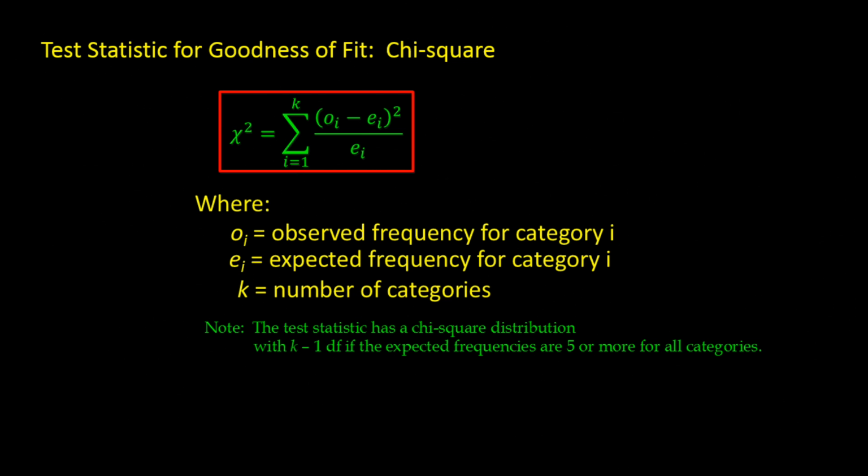What we are summing is the following. Look at the numerator. We see O subscript i minus E subscript i, and then squared. So we are summing the squared differences of observed frequencies from expected frequencies. O subscript i are the observed frequencies, and E subscript i are the expected frequencies for each category i. And that is divided by E subscript i, the expected frequency for each category i. Let's take a look at how we would compute the chi-square test statistic for this example.